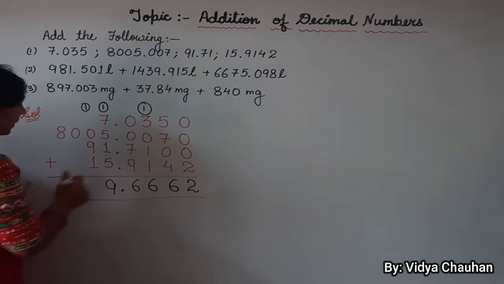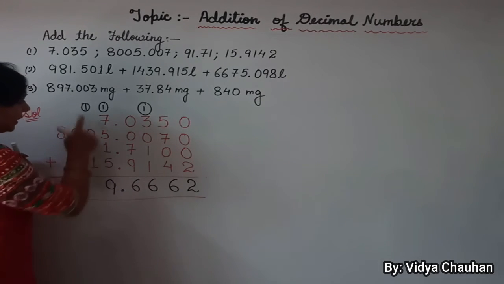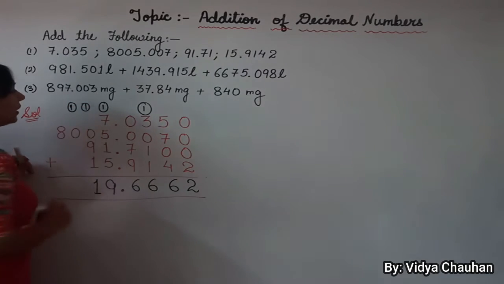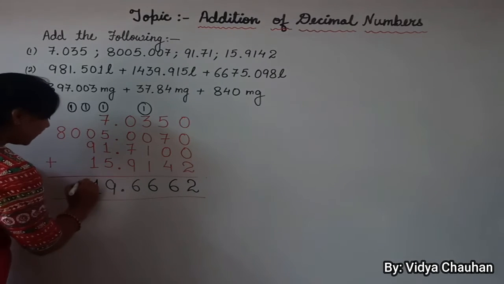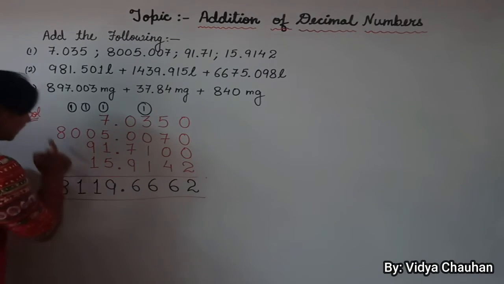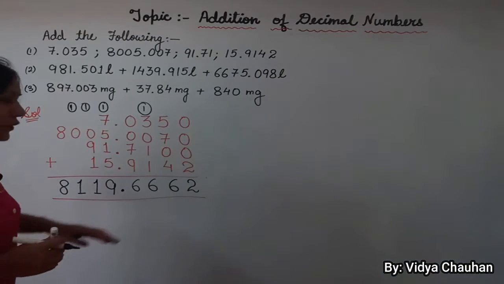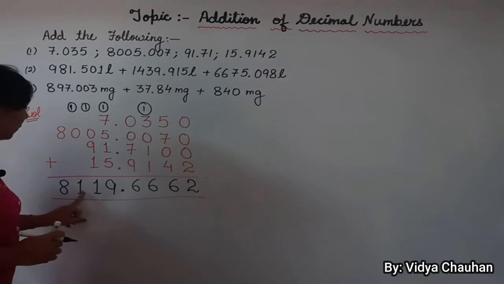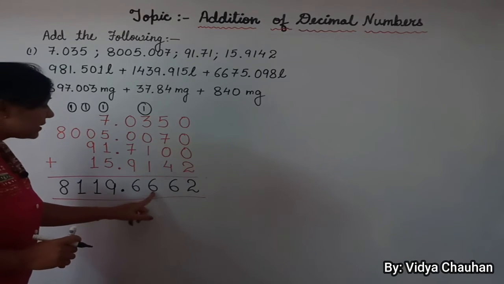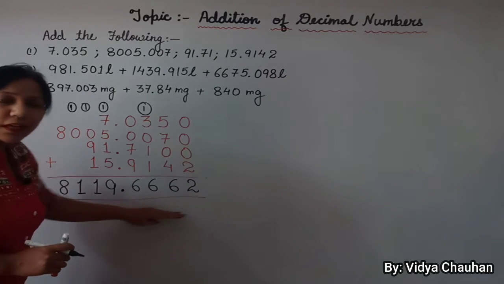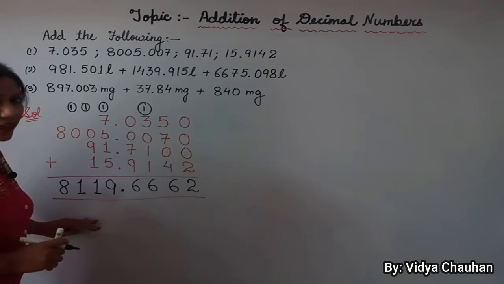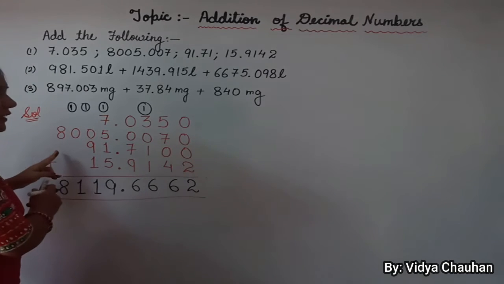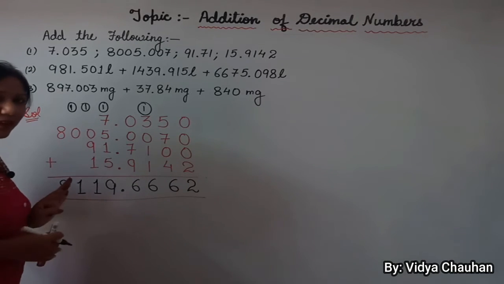1 is carry forward. Next, 9 plus 1, 10. Plus 1, 11. So 1 will be here and the next one will be the carry forward. 1 plus 0 will give us 1 and the last digit 8 will be copied as it is. So our addition part is complete and the final answer is 8119.6662. So this is how you can add any decimal values, whether it is given in the horizontal form or the vertical form. I hope addition of the numbers by this method is clear to all of you.